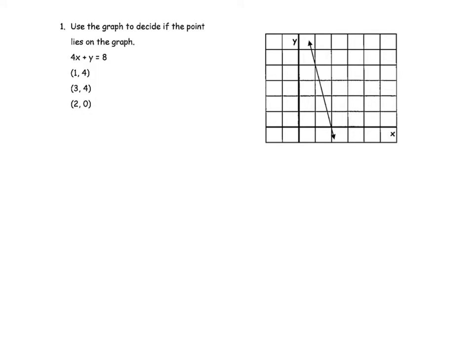Okay, so now I've got this line. And my job is to plot the points and see, is the ordered pair a solution? Because if it lies on the graph, it's a solution. Is it a solution? Okay, 1 comma 4. Over 1 up 4. Yes or no? Yes. Put yes next to it.